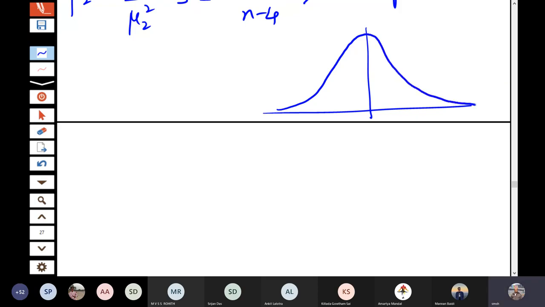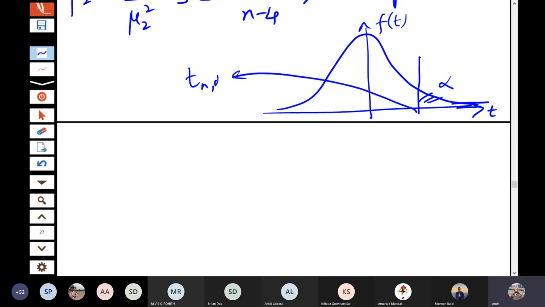So the peak is, you can say, a little higher than that of a normal distribution. The concentration is more in the center. And if we consider this point where this probability is alpha, then this point is called Tn alpha. That is, probability of t greater than Tn alpha is alpha.